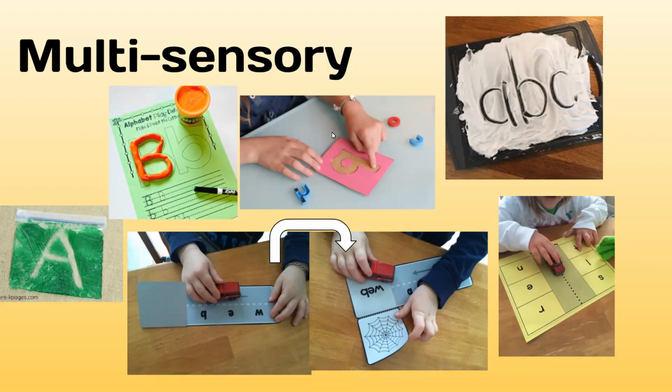The third picture shows a student using sandpaper to trace letters with their fingers. The next picture shows using shaving cream on a cutting board, again for tracing letters or words. In the bottom pictures, students are using small toy cars to blend words and sounds together.